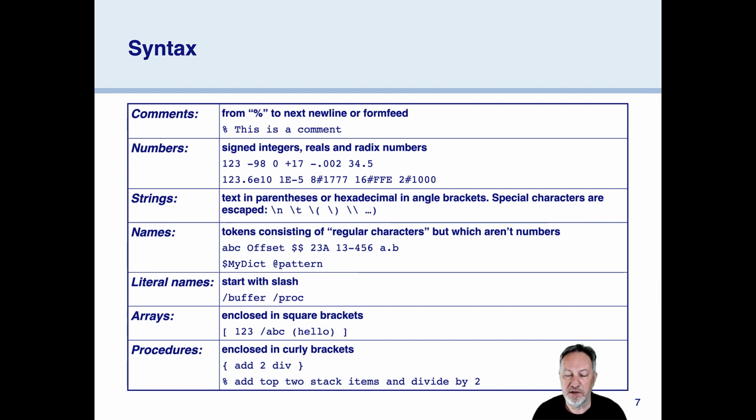Names are tokens consisting of regular characters but aren't numbers. Literal names start with a slash. And this is important, as we'll see, when we want to define variables or define new procedures. Before they exist, we'll have to define them by introducing a literal name. Afterwards, we can use them through the regular names, once they've been defined and introduced. Arrays are within square brackets, and finally procedures are in curly brackets.